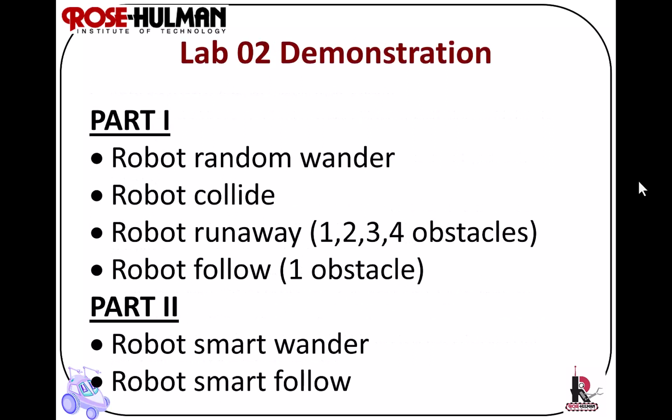Lab demonstrations will be in 2 phases, just like lab 1. The first phase will be due the class after the lab recitation, and it will be robot random wander, robot collide, robot runaway, and robot follow. No state machine at this point. Show that you can get each of these behaviors to work individually. Part 2, which will be due 1 week after the lab recitation, will be the state machine, subsumption architecture, robot smart wander, and then robot smart follow.